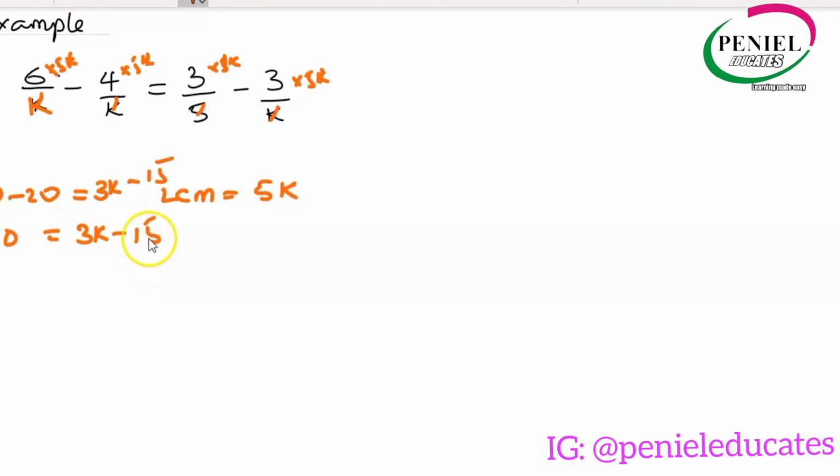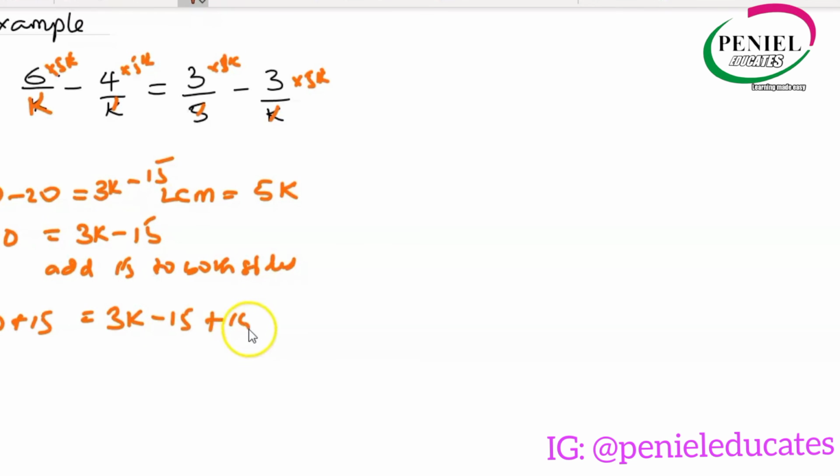Okay, so if I add 15 to both sides, that will be 10 plus 15, and I'm going to have 3k minus 15 plus 15. So this is going to give me 0, this is going to give me 25, which is equal to 3k. Then my k, if I divide both sides by 3, I'm going to have my k to be 25 all over 3. And that is what my answer will be.